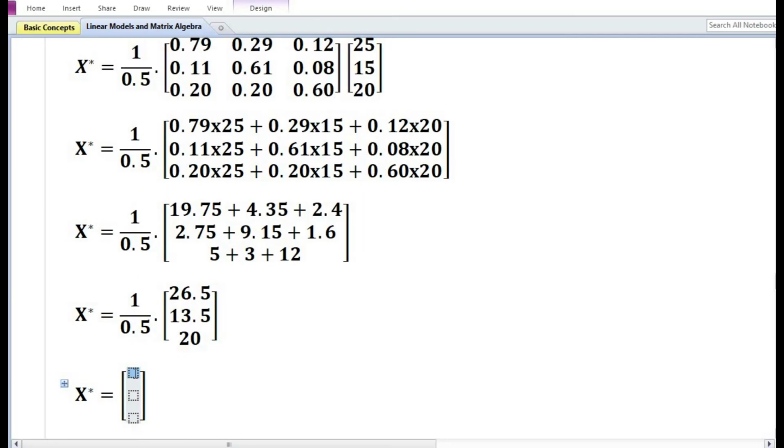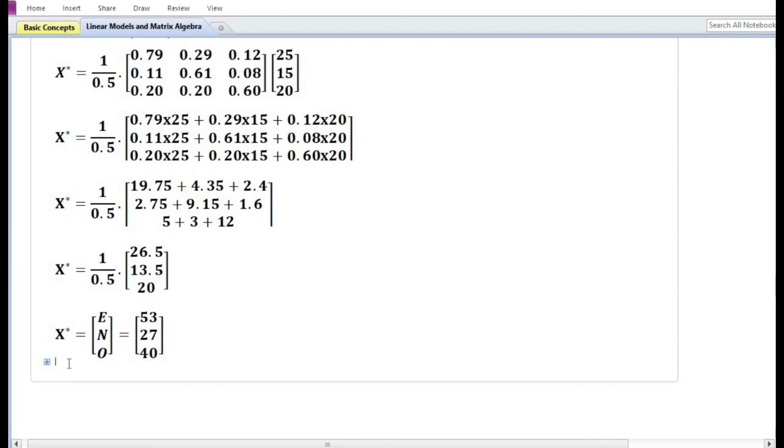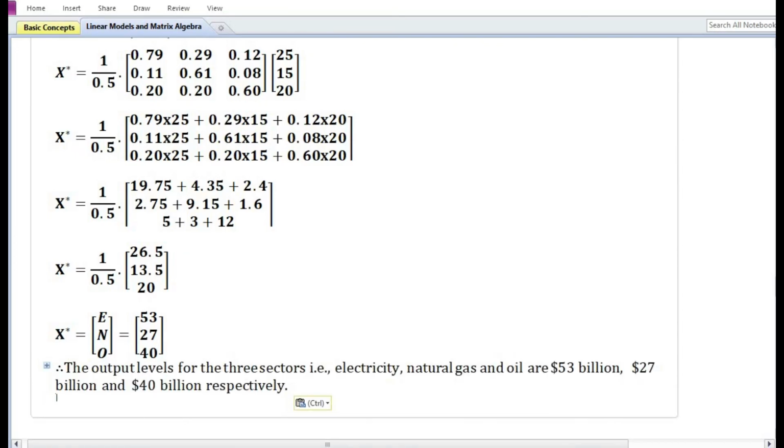26.5 divided by 0.5 equals 53. 13.5 divided by 0.5 equals 27. And 20 divided by 0.5 equals 40. So finally we will write down. Therefore, the output levels for the three sectors, that is electricity, natural gas and oil, are $53 billion, $27 billion and $40 billion respectively.